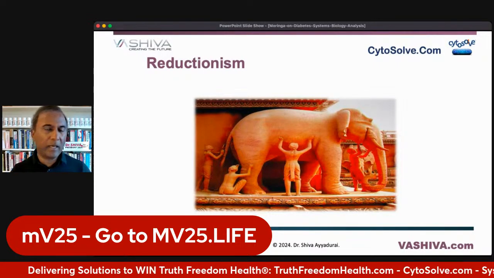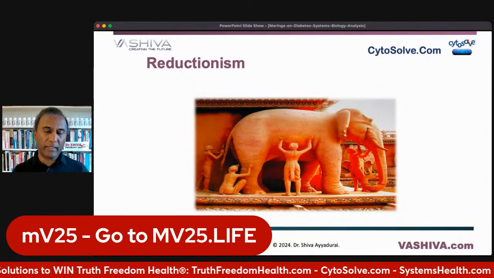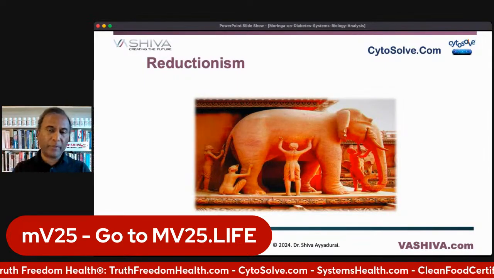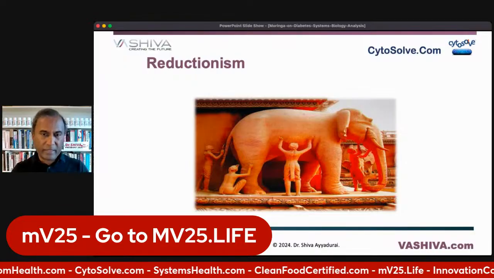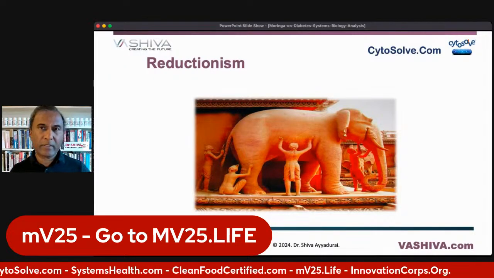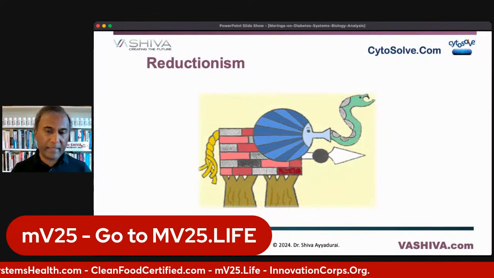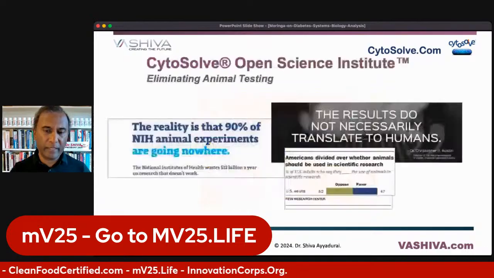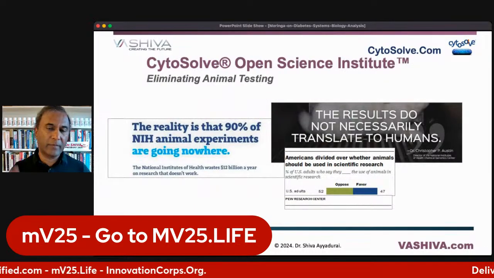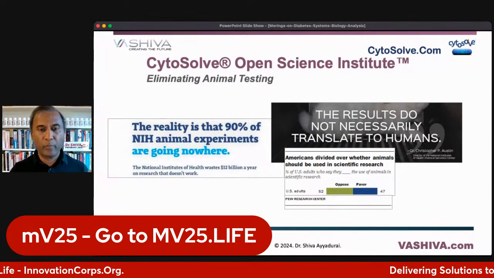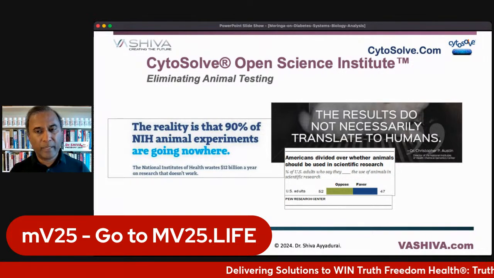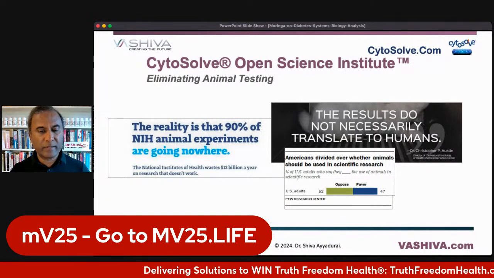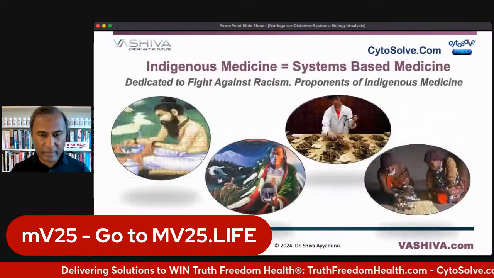But the model of the modern medical world is a reductionist approach. So if the elephant represents diabetes, they incentivize researchers to go study pieces of it and come up with siloed solutions. And they end up with a very dysfunctional view of even diabetes. So that's why at Cytosolve, we take a whole systems approach. We want to eliminate the need for animal testing. In fact, more and more research is showing you don't even need to do animal testing.